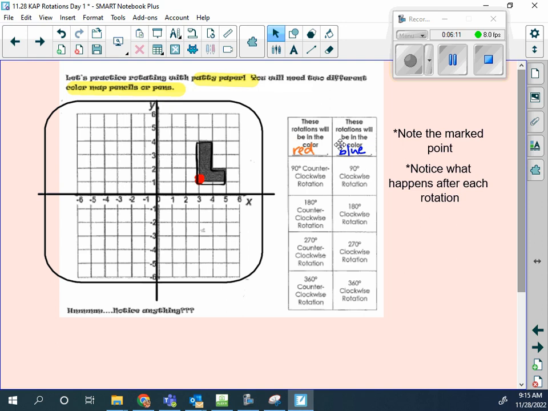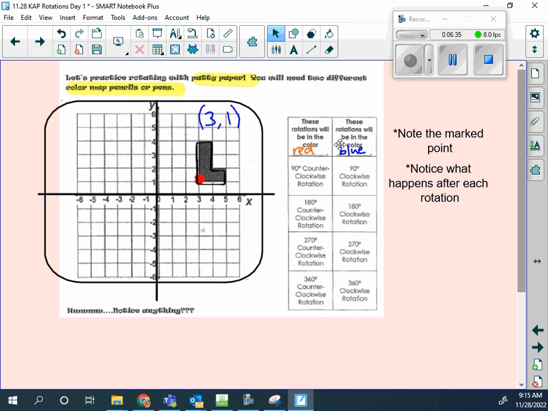The first one that it wants us to do is a 90-degree counterclockwise rotation. And what we're going to actually do is trace this, not trace, follow this point. What's the name of that point right there that's got the dot? 3, 1. Okay? So I'm just writing that down.